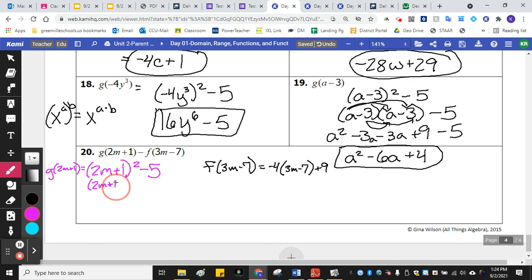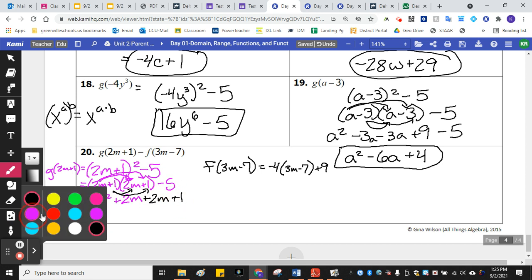You go ahead and try to simplify 2m plus 1 times 2m plus 1, just like we did up here. 2m has to get multiplied to 2m. 2m times 2m is 4m squared. 2m times 1 is 2m. 1 times 2m is 2m. And we'll just bring down the negative 5.